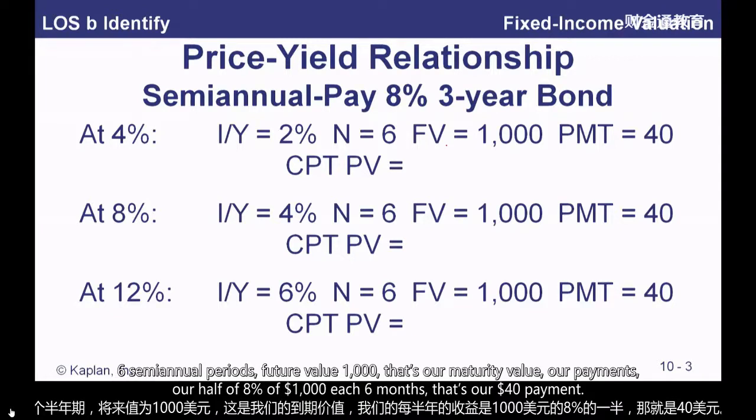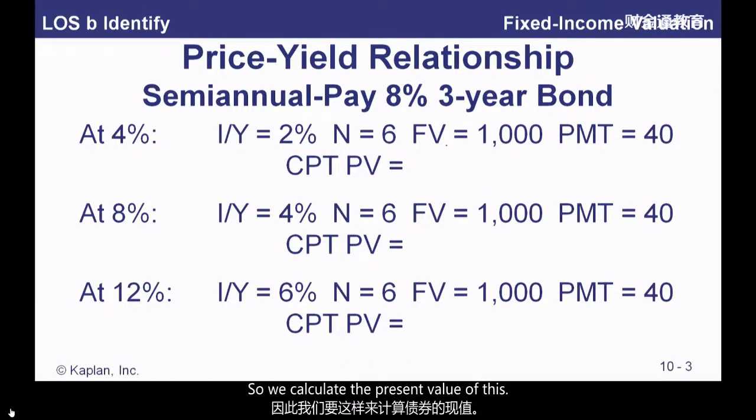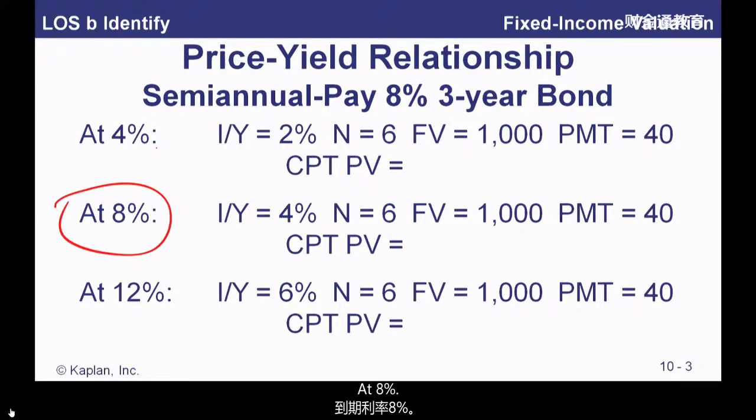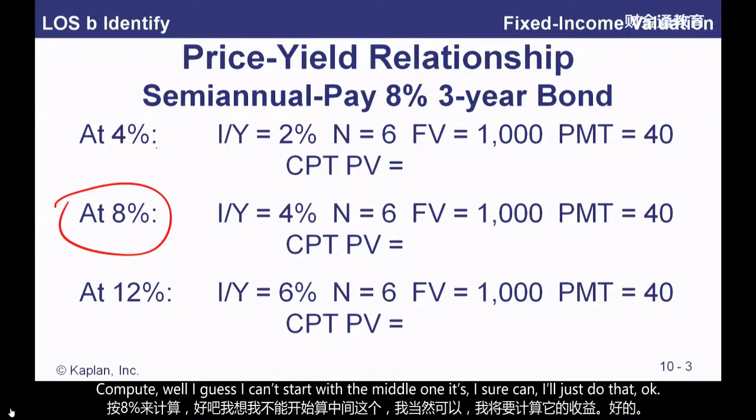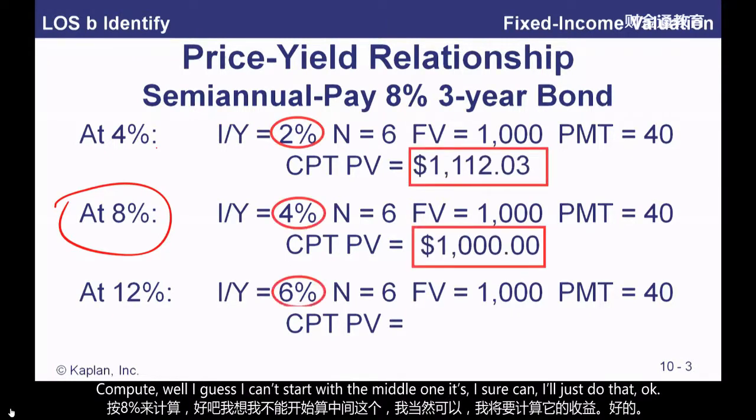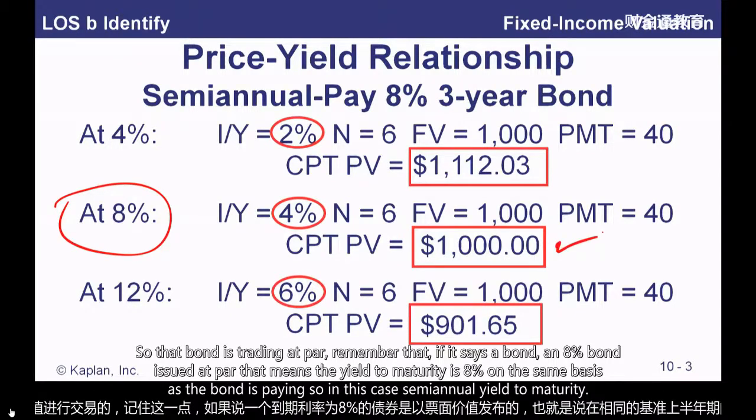Our payments are half of 8% of $1,000 each 6 months. That's our $40 payment. So we calculate the present value of this, and let's start with the middle one here. Add 8%. Compute, well, I guess I can't start with the middle one. Sure I can, I'll just do that. Okay, so that bond's trading at par.